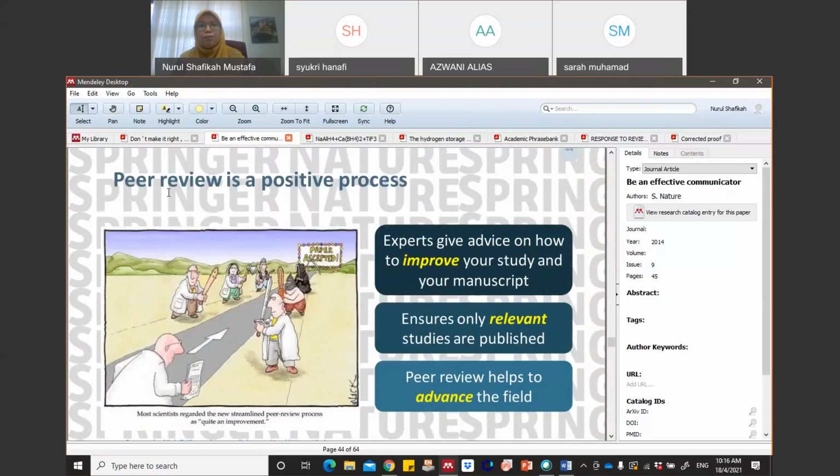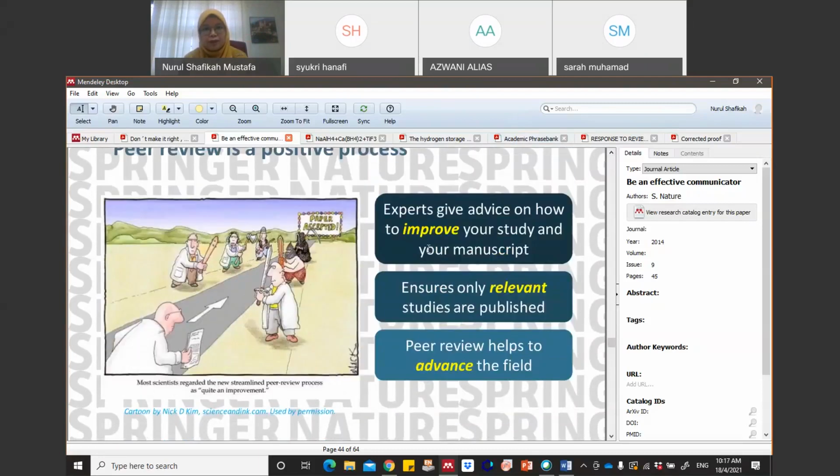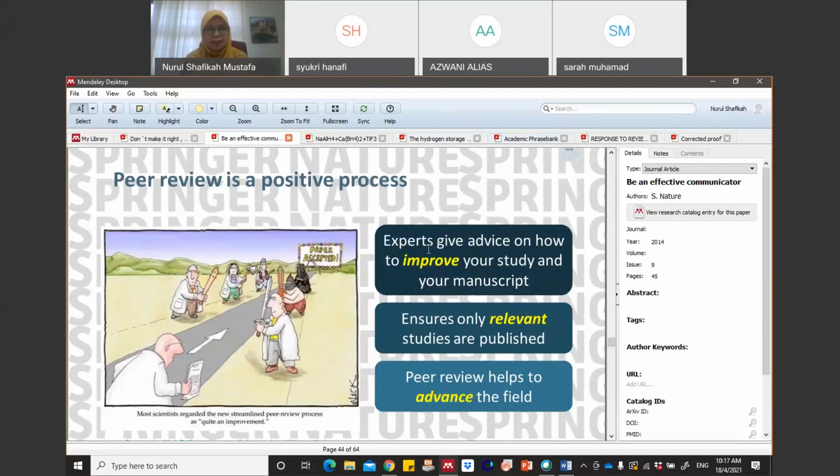Peer review is the process from before. Peer review is a positive process, because the experts want to help improve the quality of your work. So this is actually a positive process. If you get a lot of comments, don't feel really down, because actually it wants to help you improve the quality of your work. Experts give advice on how to improve your study and your manuscript. It ensures only relevant studies are published, and peer review helps to advance the field. So that's why maybe you get a lot of comments. When you see the comments, you take some time to respond one by one to all the comments of the reviewer. So peer review is a positive process. Take it positively, don't take it negatively. Okay.